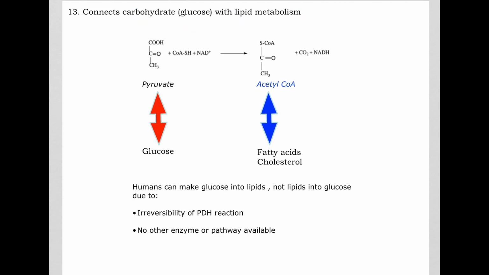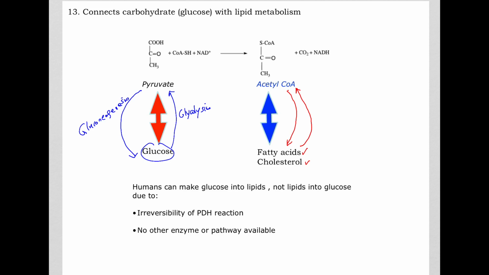So we saw earlier how glucose can be broken down into pyruvate by glycolysis, and in the future we'll see how pyruvate can be used to make glucose by gluconeogenesis, and this becomes very, very important during starvation periods. In the future we'll see how acetyl-CoA is a very important building block for making fatty acids as well as cholesterol, and we'll also see how fatty acids, when they are broken down, will give you acetyl-CoA.